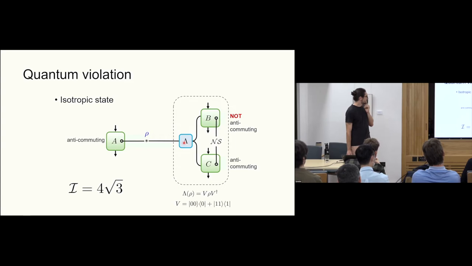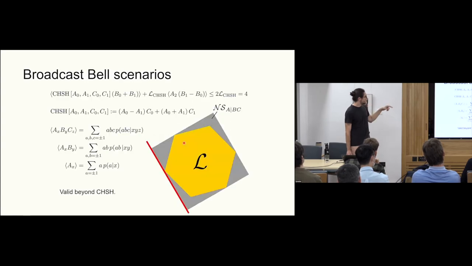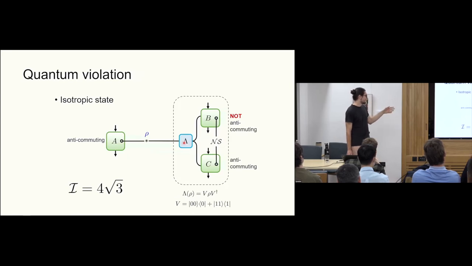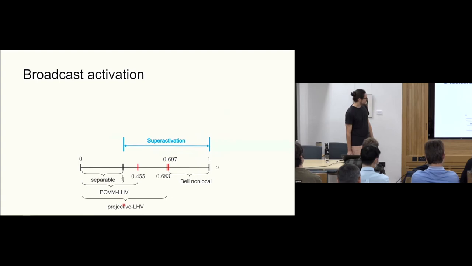And then with this previous inequality, the one above, the broadcast local bound is 4, and then we get 4√3. So then the visibility is 1/√3. And this is below this 0.683. Actually, numerically, you can go slightly below the 0.577. OK, so this is the result from two years ago on broadcasting and how you can show non-locality with it.